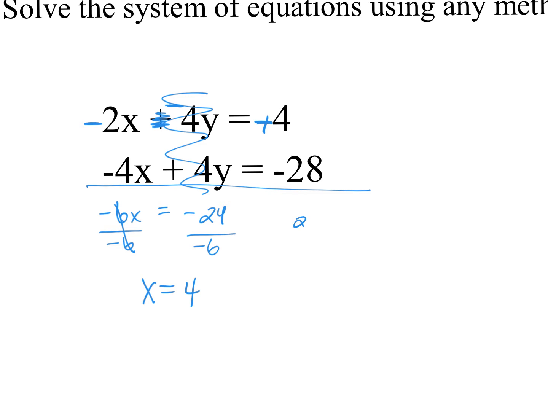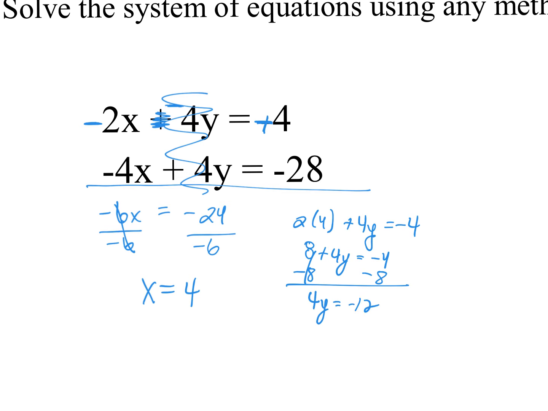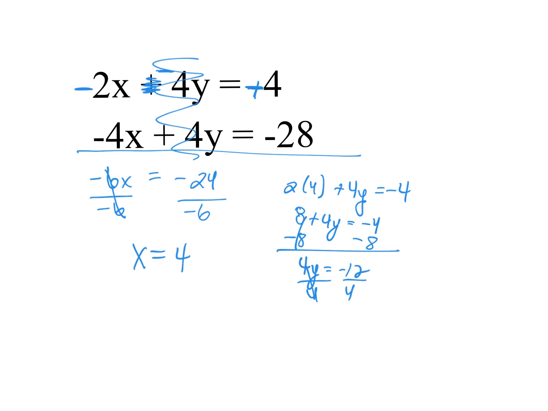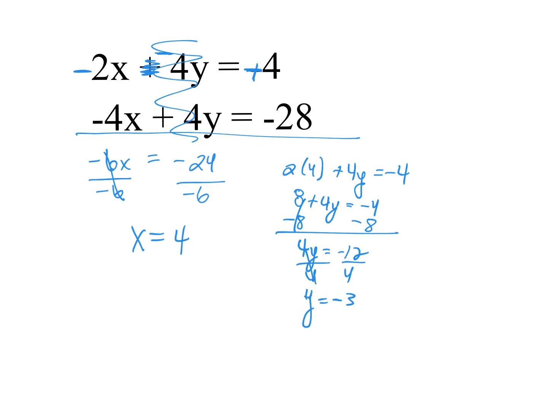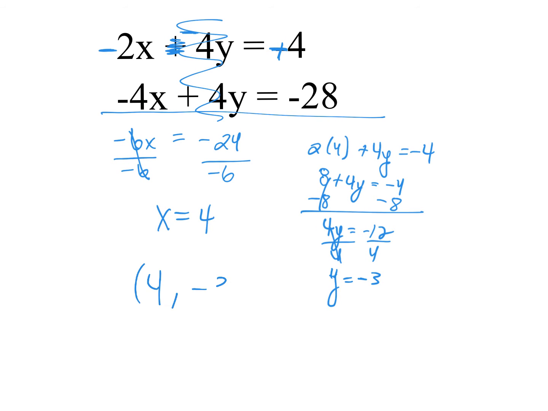So I'm just going to go to the top one. 2 times 4 plus 4y equals negative 4. So I have 8 plus 4y equals negative 4. Subtract 8 from both sides. 4y equals negative 12. Divide both sides by 4. And y equals what? Negative 3. So my ordered pair would be 4, negative 3. And how do I know for sure that I'm right? Plug it back in. Just make sure that the solution works. All right? Questions on that one?